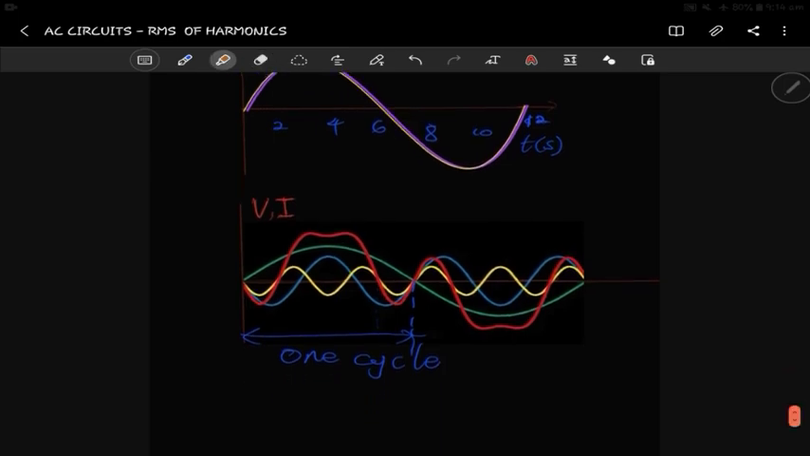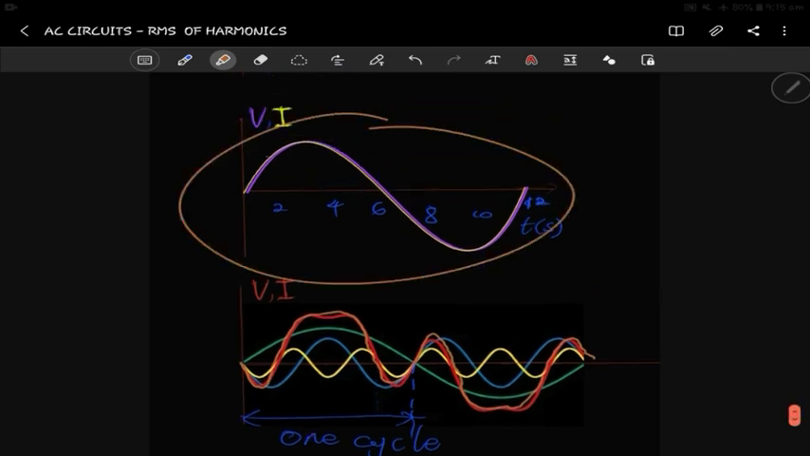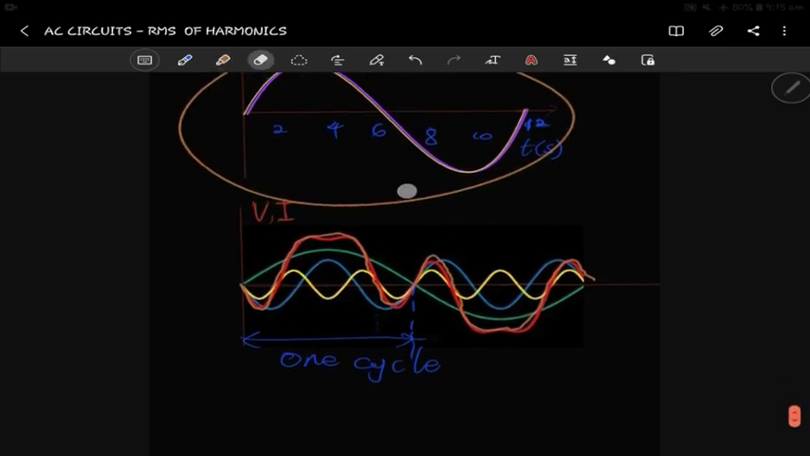Okay, just to make things clear, the one that we are talking about right now is this red curve here. This is the one we are talking about now, this red one. So the commonest one is a sine wave, right? Which is this one we're speaking about here. But there are times that you don't have a sine wave, right?